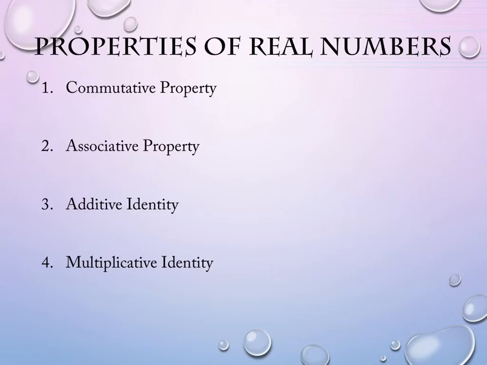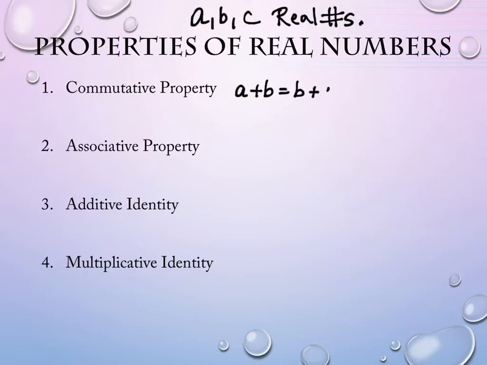Okay, so what does the commutative property say? Well, in order to even talk about this, I'm going to use A and B and C, and these are going to be real numbers. Okay, real numbers A, B, C. So the commutative property has two components. One component says that A plus B is equal to B plus A. The other component says that A times B is equal to B times A.